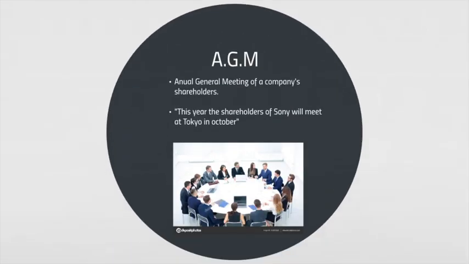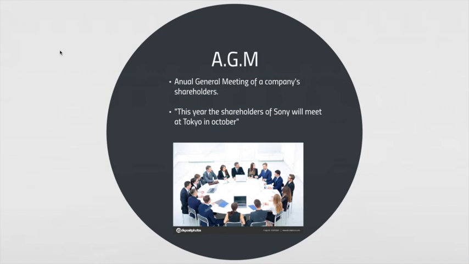The next word is AGM, which stands for Annual General Meeting of a company's shareholders. These shareholders are the people that bought the most shares of a company. An example of this word is, this year the shareholders of Sony will meet in Tokyo in October. This meeting usually represents a change in the company structure.